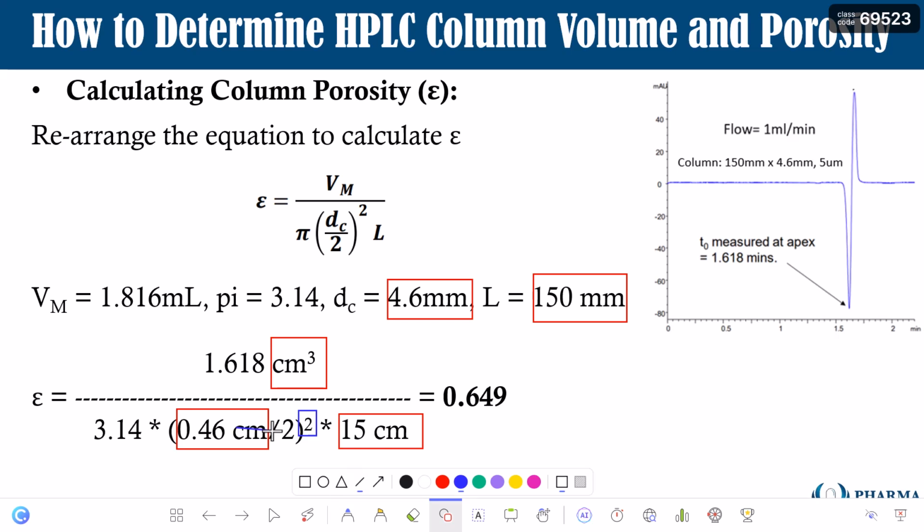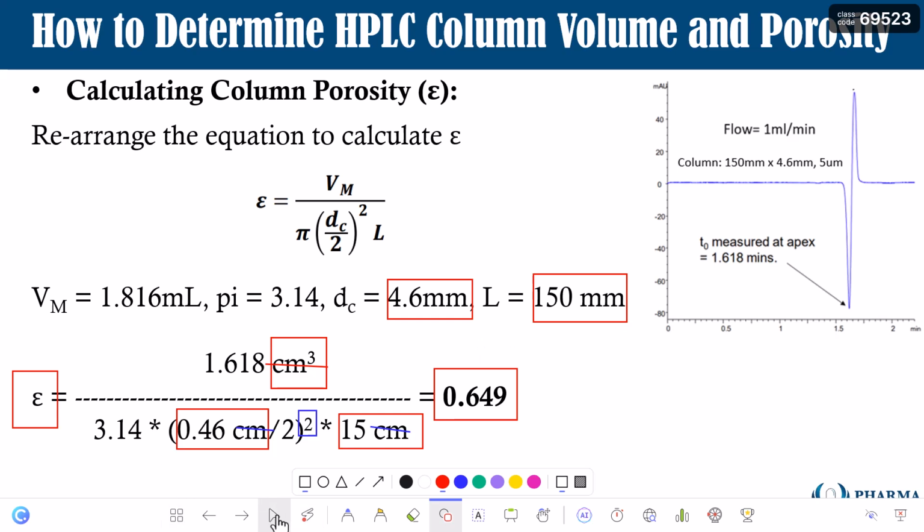So this centimeter cube gets cancelled by this centimeter cube. So at the end, this particular term, porosity, is going to be a unitless term. So converting into the same unit is very important. Then you can calculate and it will be 0.649. 0.649 is the porosity of this particular column, isn't it? So this is the space available for the mobile phase to get retained.